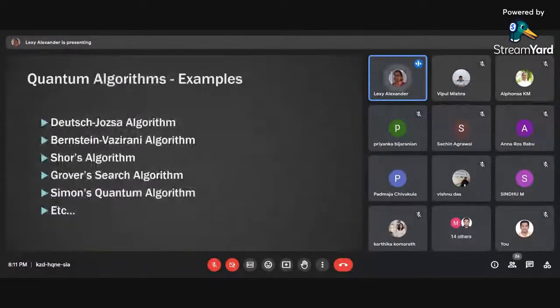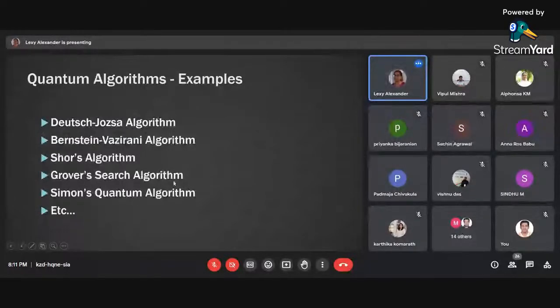So now once we have a quantum circuit and we know how to implement it, there are quantum algorithms. There are many quantum algorithms. The first quantum algorithm which was reported is the Deutsch-Jozsa algorithm, then the Bernstein-Vazirani algorithm, Shor's algorithm, Grover's search algorithm, Simon's quantum algorithm. Like that, so many quantum algorithms are coming now. Here I am not explaining all these algorithms. We are focusing only on Grover's search algorithm.